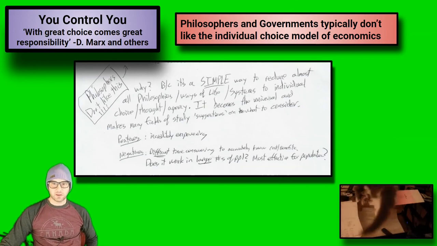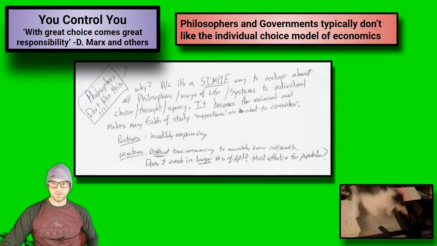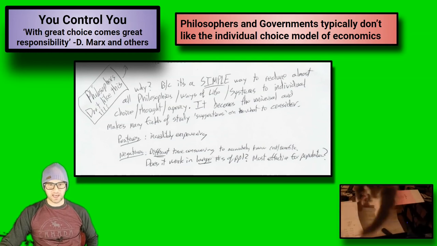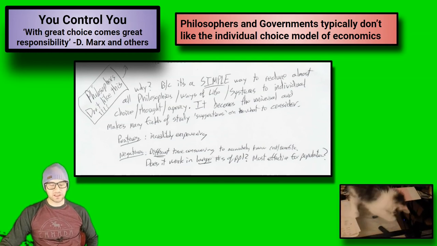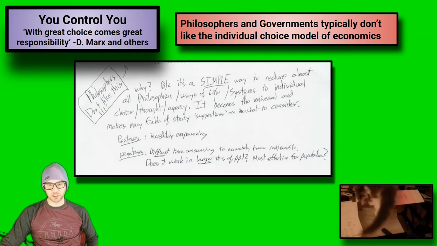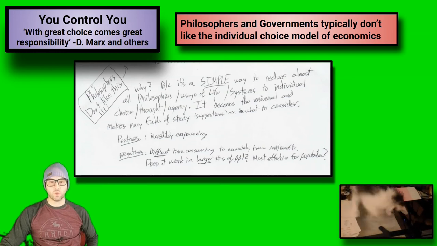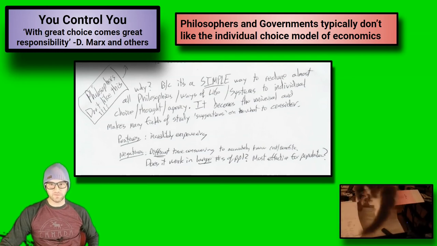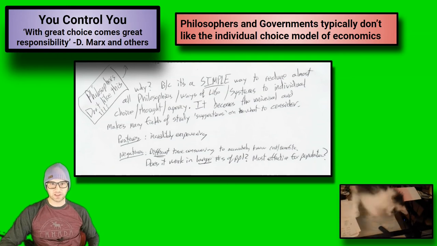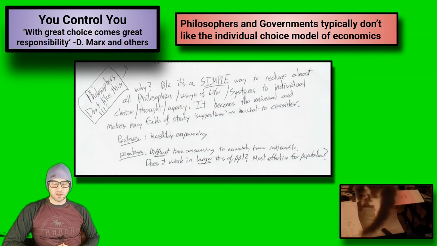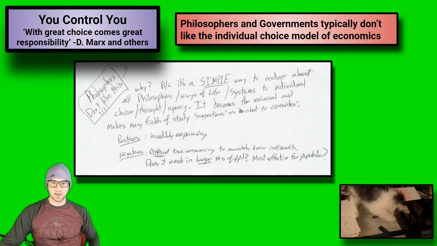So there's a lot of lines of thought to think about if one is believing in an individual choice model of economics. And there's a lot of lines of thought to think of what that would mean for society, what that means for the individuals. Here's one line of thought, and you can think of your own effects of believing in a choice model of economics. One line of thought is you control you, okay?